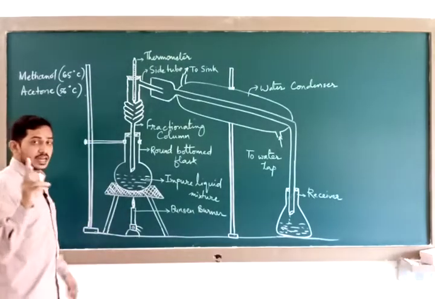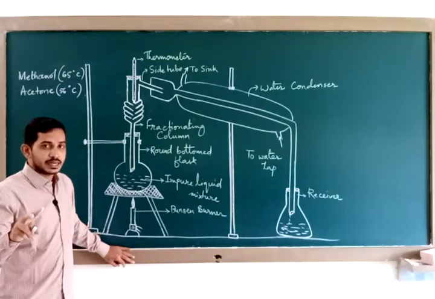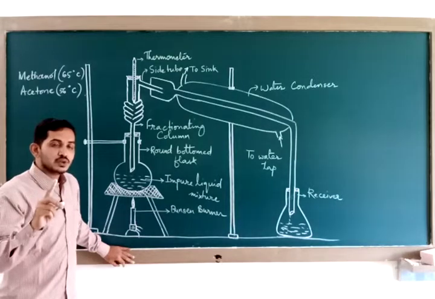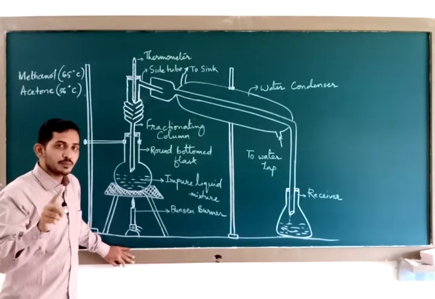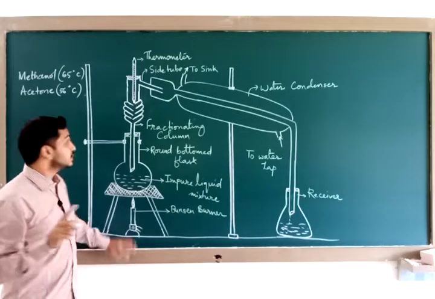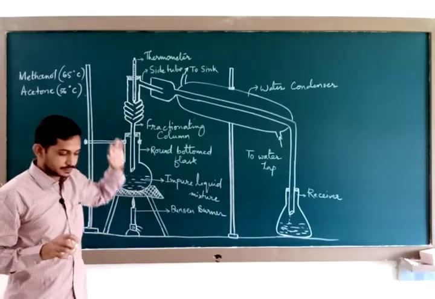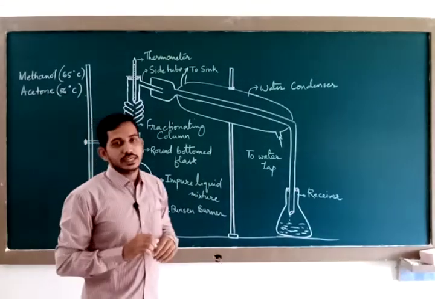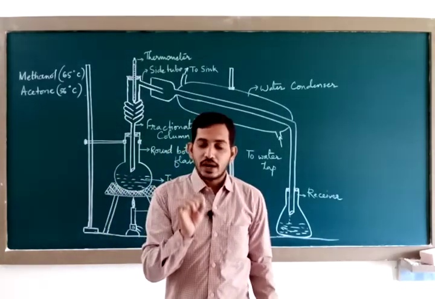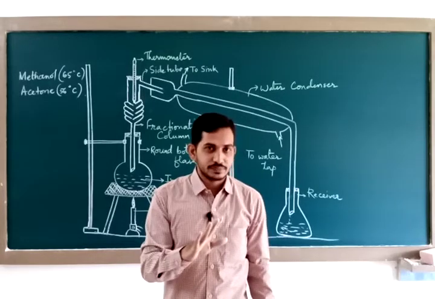Now I said there are two liquids, both of them will vaporize at the same time, but when they enter the fractionating column, only the vapors of the liquid with the higher boiling point will condense first. Okay. So which vapors will condense first out of methanol and acetone? It is methanol vapors which are condensing first. This was my first statement, that the liquid with the higher boiling point has a tendency to condense first.